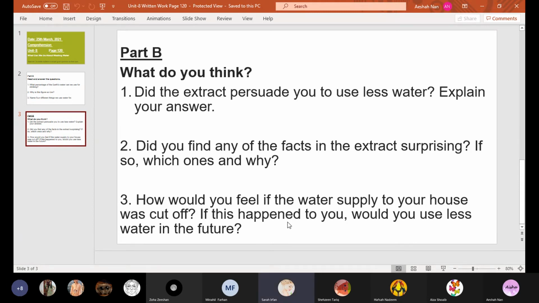Teacher, what is for number 3? Wait, dear, let Isa finish. Isa, please have a look at the third question, then I'll give you time for writing.